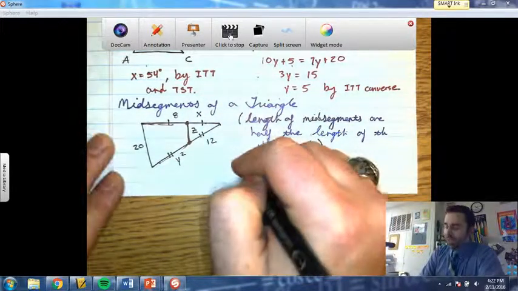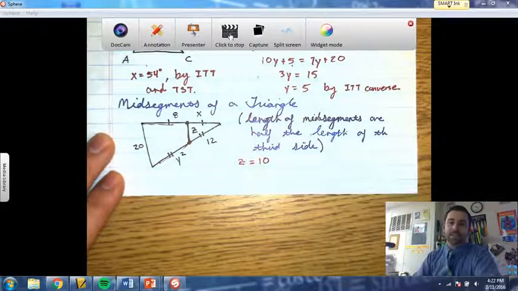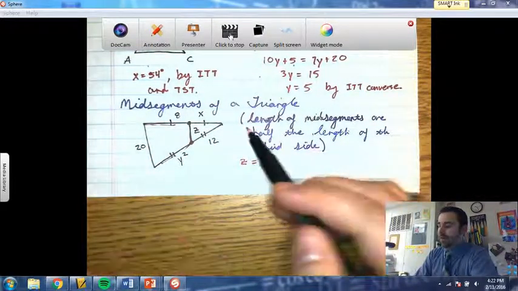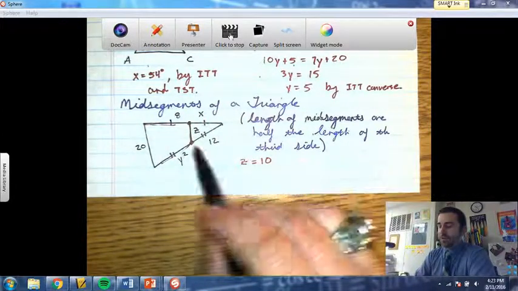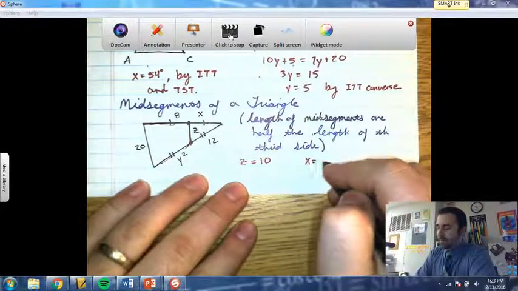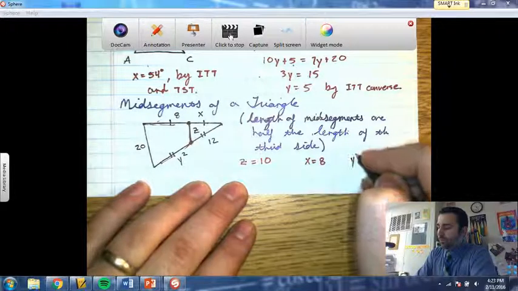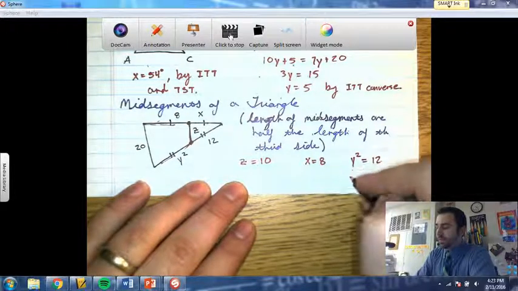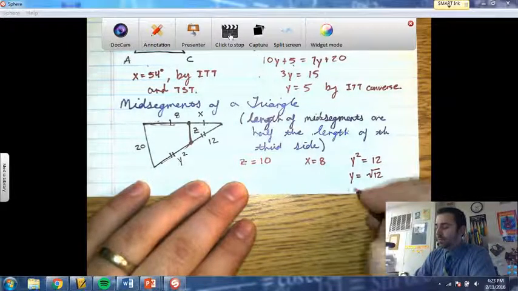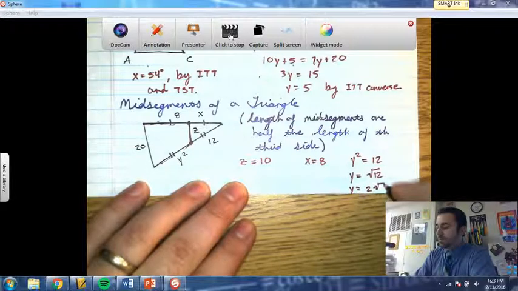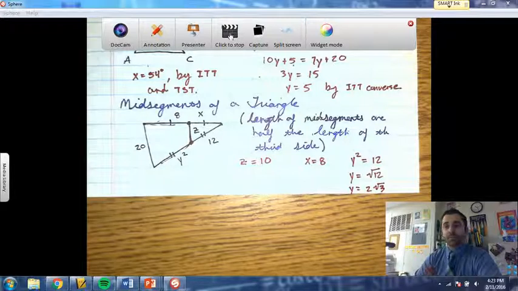So in this case, I can use that relationship to say that Z is equivalent to 10. And then I can use the fact that this is a midsegment, which is based on these congruent markings, to know that X is equal to 8 because of these congruent segments. And then I know that y squared is equal to 12, which I can then solve to be y, the square root of 12, which then simplifies further to 2 root 3, because 12 can break into the factors of 4 and 3, and the square root of 4 would be 2.